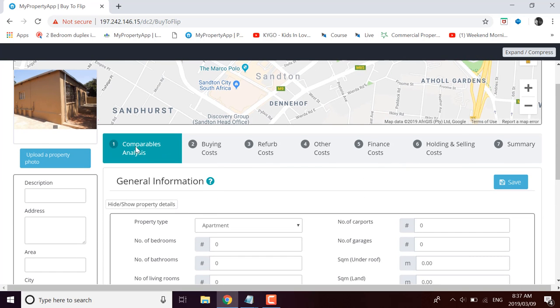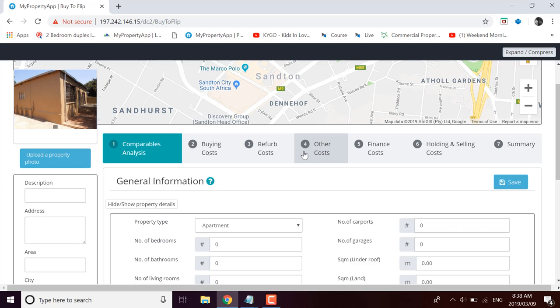Then you've got your 7 steps: comparable analysis all the way through to summary. Comparable analysis is the section of the analysis where you find out, if I had to renovate this property and turn it into a top quality property, how much could I resell it for, and also what kind of profit am I expecting. Your buying costs are anything related with buying. Your refurb costs are the cost to renovate the property.